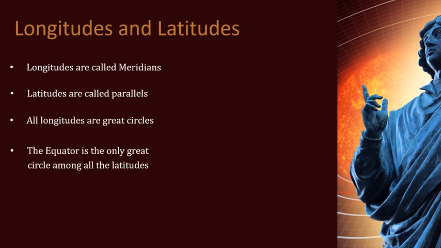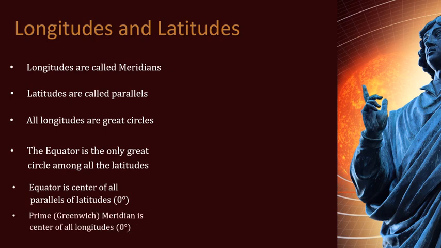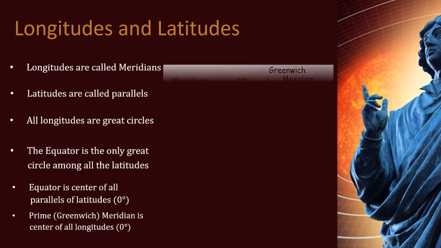What is the starting point when it comes to the latitudes? It is the equator. It is the center of all parallels of latitudes. That is why it is 0 degrees. When it comes to the longitudes, what is the starting point? It is the prime meridian or Greenwich meridian, which is the center of all longitudes. And that is why it is 0 degrees.